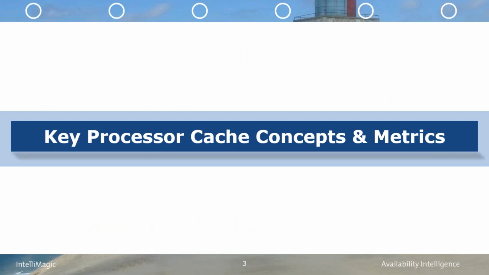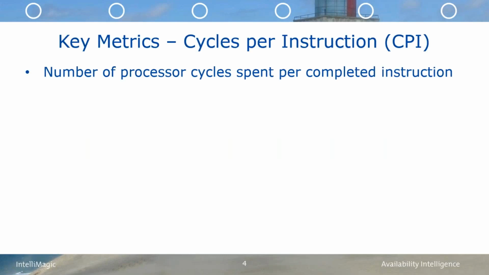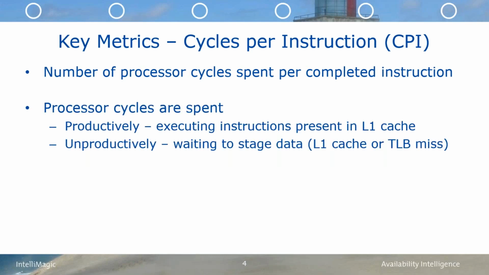These metrics are essential to analyzing and optimizing processor hardware performance, so it's very important to have good visibility into this data. So the first metric we'll consider is CPI, cycles per instruction. This represents the average number of processor cycles spent per completed instruction.